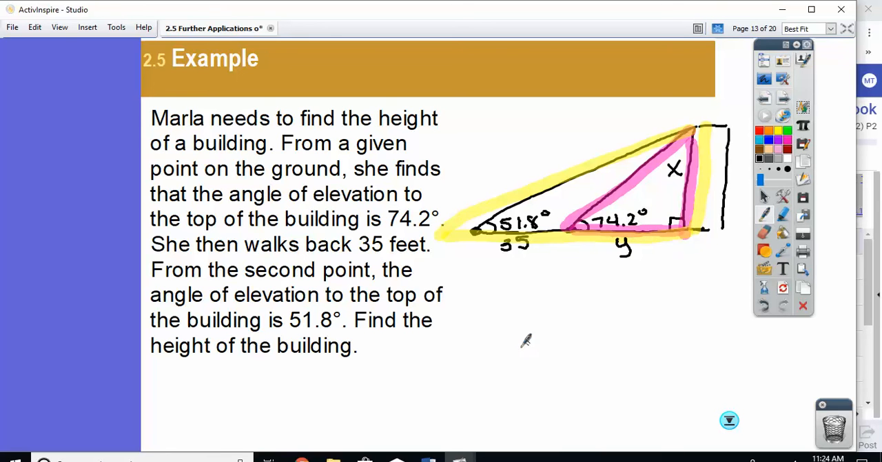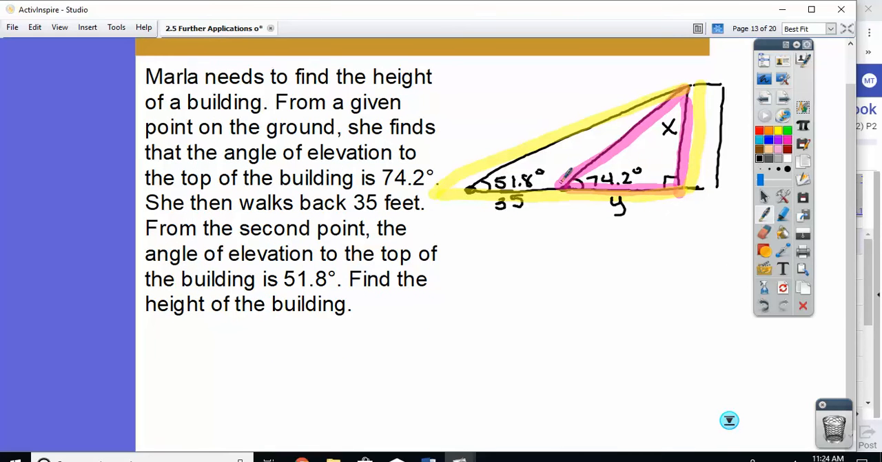Let's call it y for a second. So in that first triangle, from here, x is the opposite, y is adjacent. What would that be? Tangent. So I could say the tangent of 74.2 degrees equals x over y. Okay, our whole goal is to find x. You could multiply your y over, but then we're pretty much stuck.